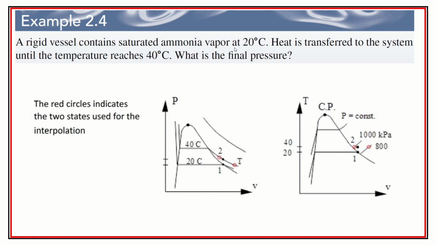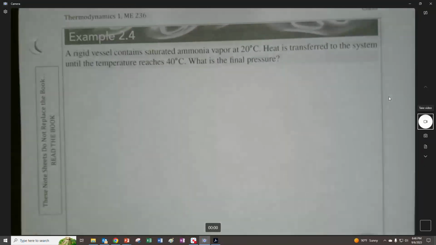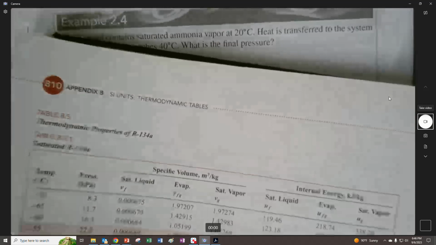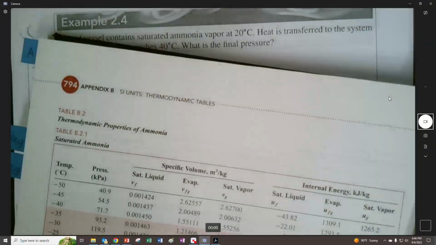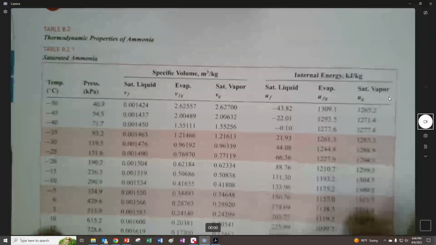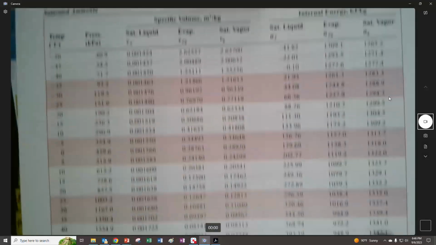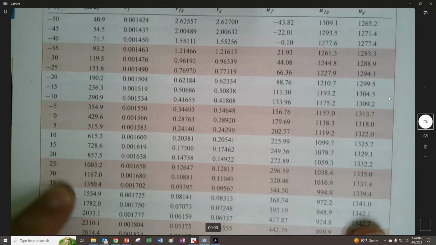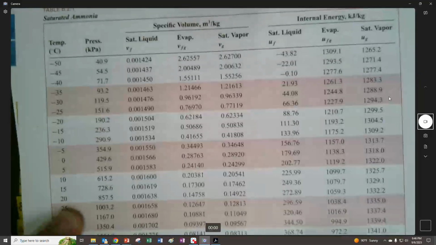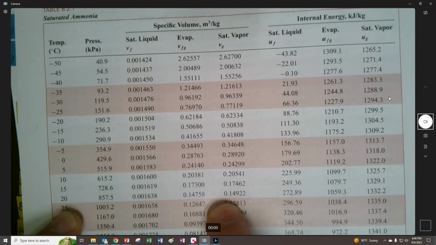So let's take a look at our book, and let's take a look at this problem. This is more practice. So we have ammonia, and what we will do is we will take 20 degrees. And it's a saturated vapor, right? So we're going to write that down.